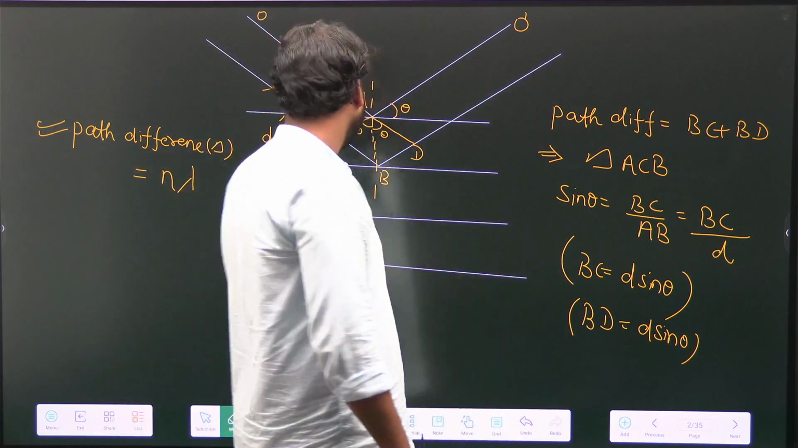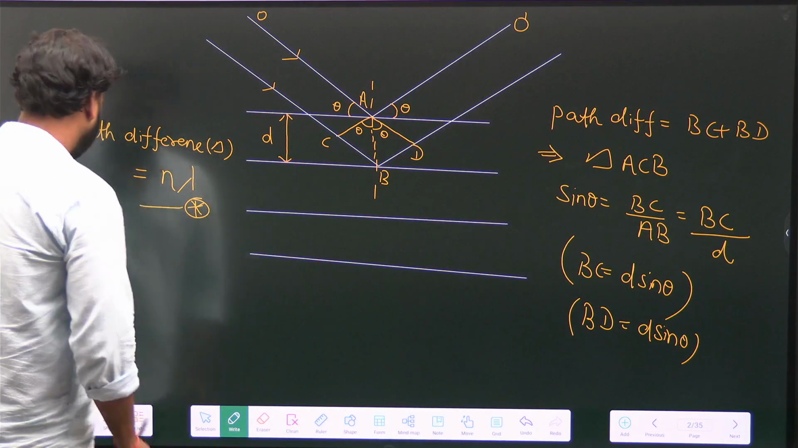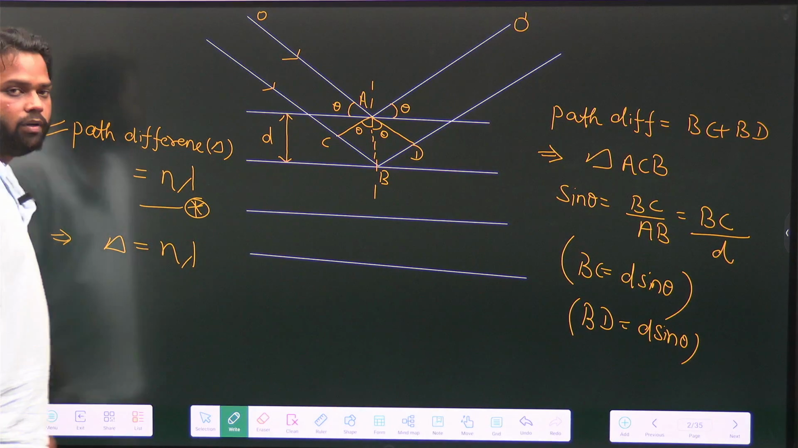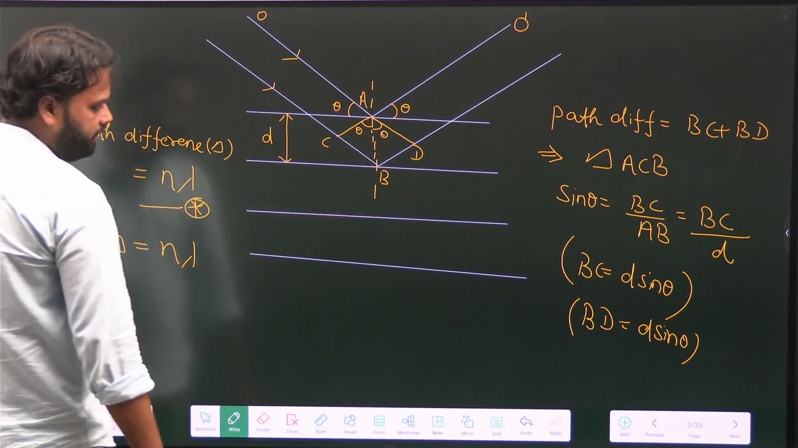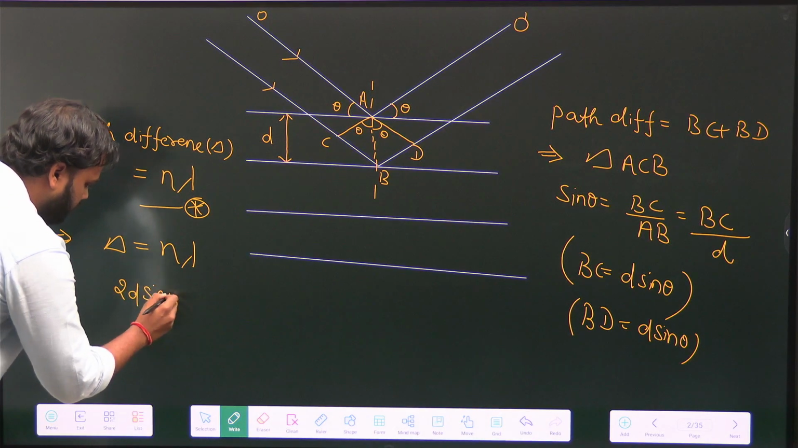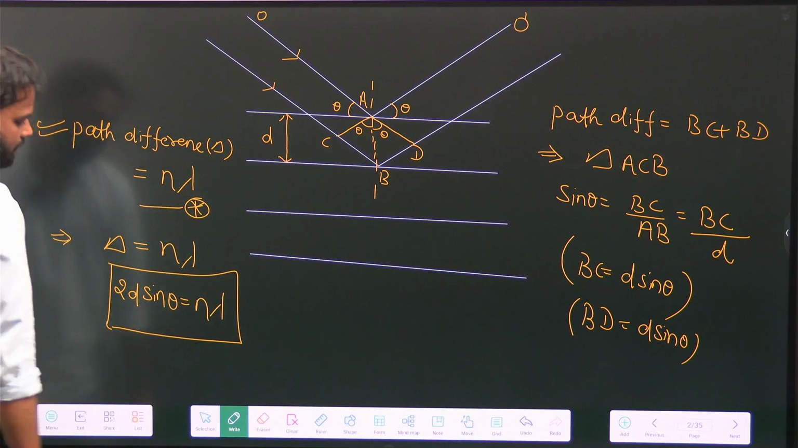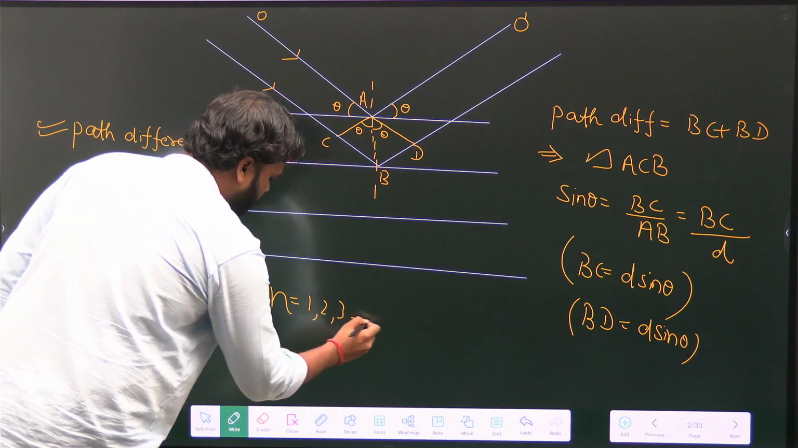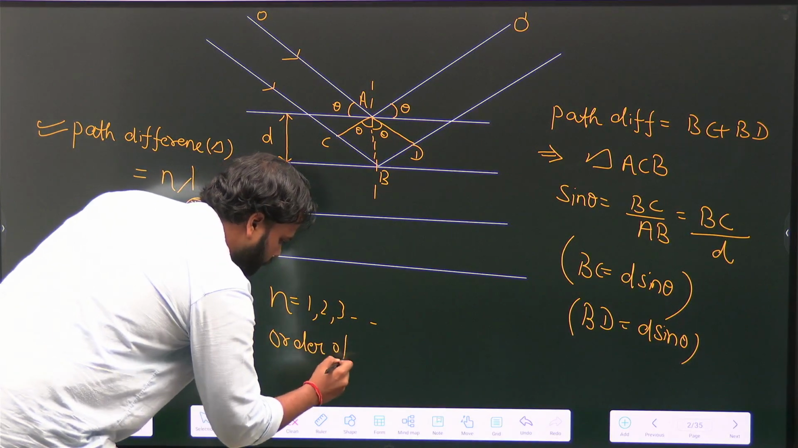Just put it in this master equation. What does it say? That the path difference, delta, is equal to n lambda for constructive interference, right? What is the path difference? d sin theta plus d sin theta, that is 2d sin theta, and that is equal to n lambda. And what is n here? n is the order of diffraction: 1, 2, 3, and so on, and it's called the order of diffraction.